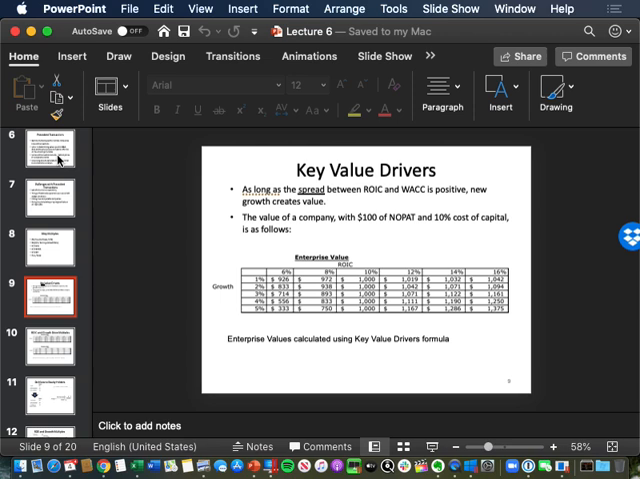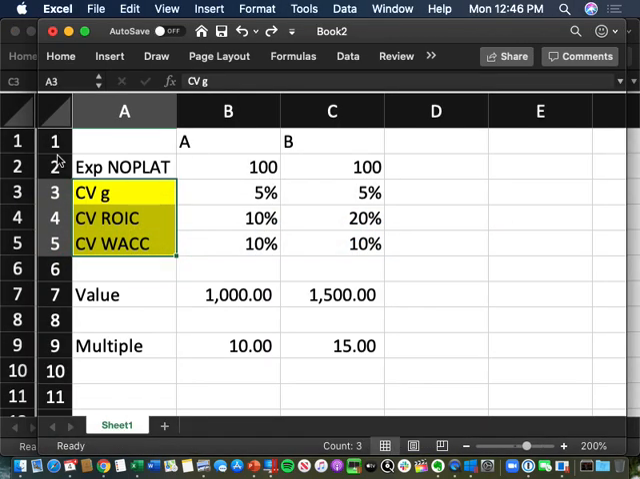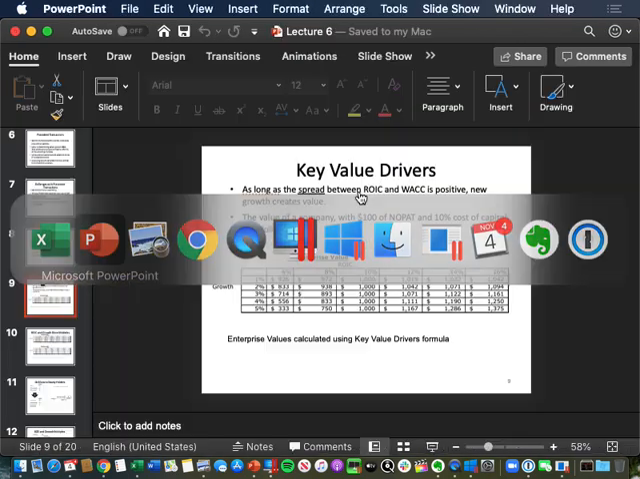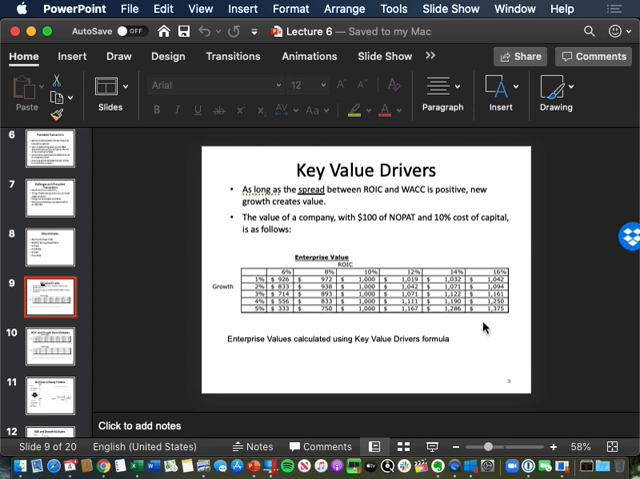So on this slide, what I did is I took the key value driver equation, started with 100 of NOPLAT, started with a 10% WACC, similar to that other example, and I just plugged in different ROICs and different growth rates into these formulas and got these results plotted out in the table. Okay, so just 100 NOPLAT, 10% cost of capital, different ROICs, different growth rates, these would be the results.